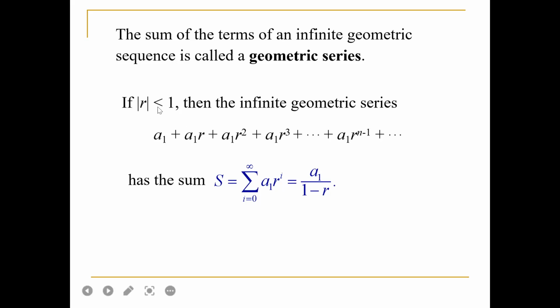Okay, if the value of r is less than 1, this is the formula to find the infinite geometric series: a sub 1 over 1 minus r. Okay, next. If r is greater than or equal to 1, then the series does not have a sum. We cannot find the sum if the value of r is greater than or equal to 1.